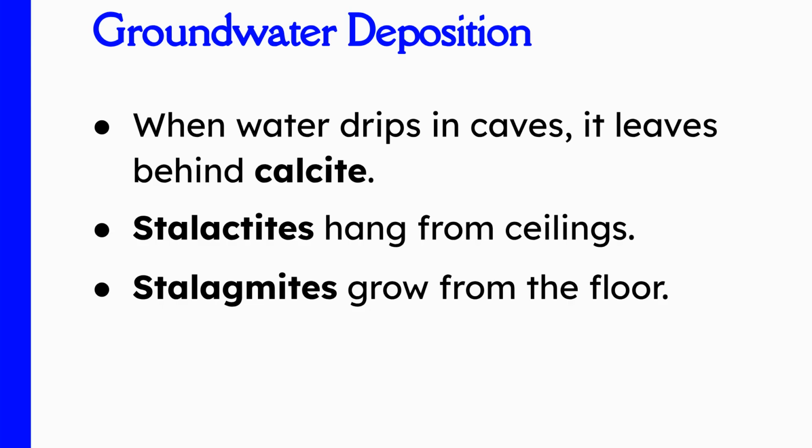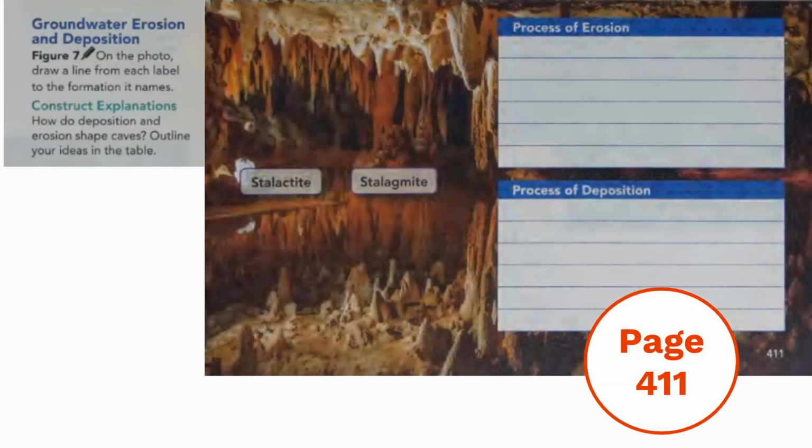As water drips in caves, it leaves behind calcite. Stalactites hang from the ceilings, and stalagmites grow from the floor. For a hands-on activity, look at Figure 7 on page 411, Groundwater Erosion and Deposition. On the photo, draw a line from each label to the formation it names.